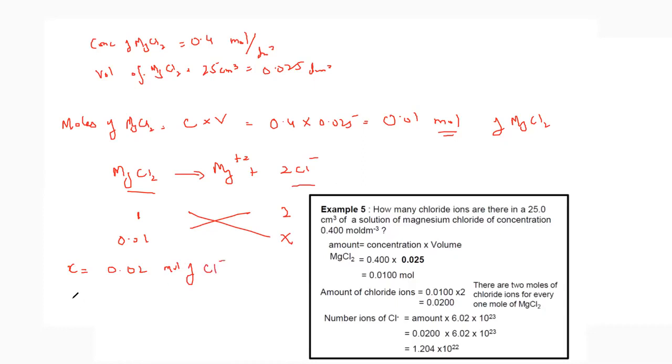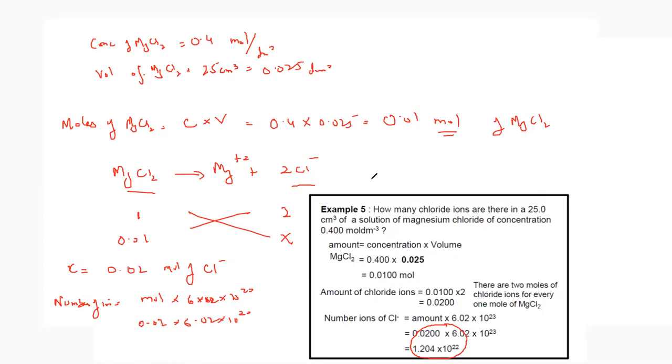And now to get the number of ions, number of ions is equal to amount or mole multiplied by Avogadro's number, which is 6.02 into 10 to the power 23. So 0.02 are the moles and 6.02 into 10 to the power 23. So we'll get the total number, which is 1.2 into 10 to the power 22 chloride ions in this magnesium chloride. Is this example clear?